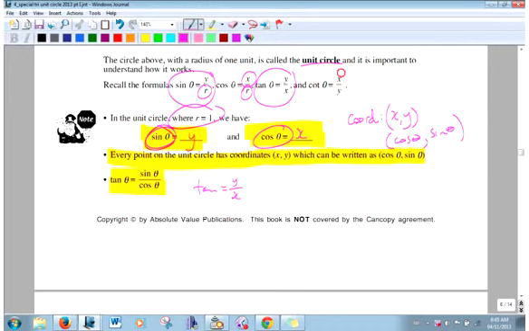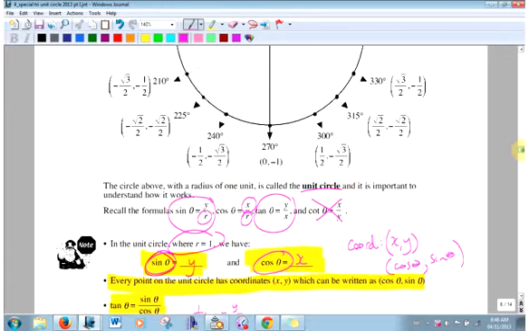And don't worry about cotangent. That's just the reciprocal of tangent. We don't need to worry about that. Okay? Any questions?